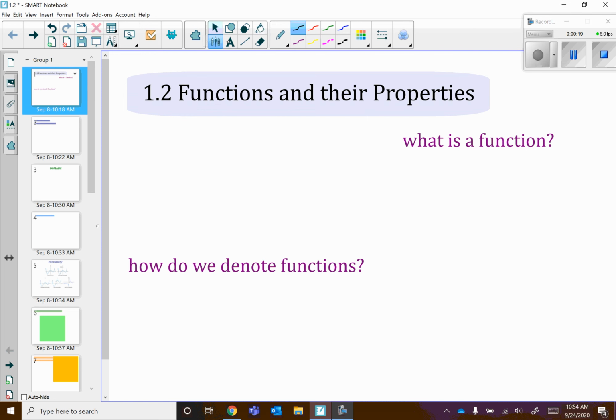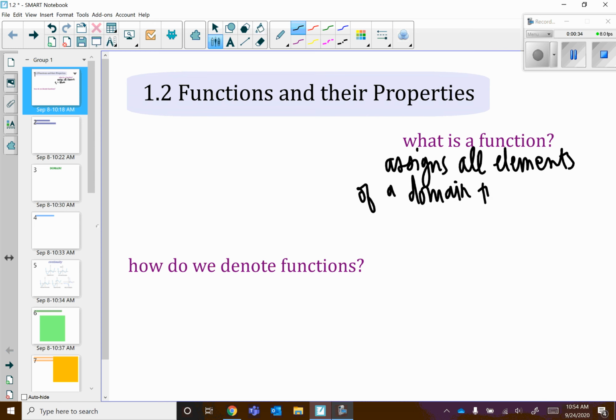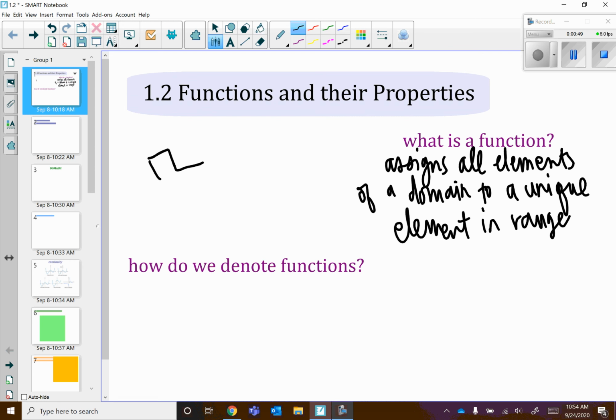A function is something that assigns all elements of a domain to a unique element in the range. Sometimes I've seen a function described as like a machine.